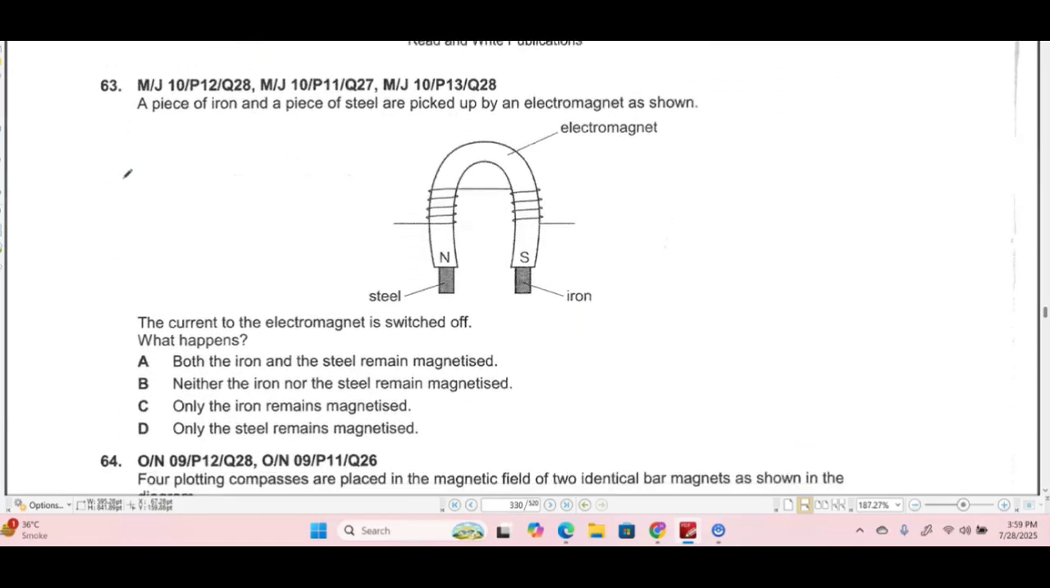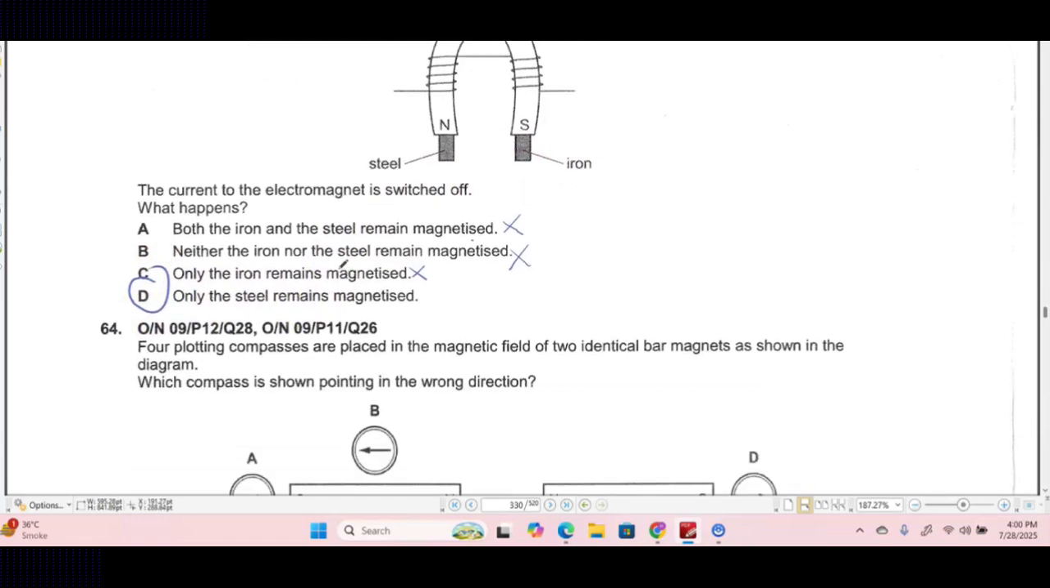Okay, question number 63. A piece of iron and steel are picked up by an electromagnet as shown. The current to the electromagnet is switched off. What happens? Both iron and steel remain magnetized? No. Neither the iron nor the steel remain magnetized? No. Only the iron remains magnetized? No. Iron is used over here because it doesn't remain magnetized. It's not a permanent magnet. Only the steel remains magnetized because it's a permanent magnet. So the answer to question number 63 is D.